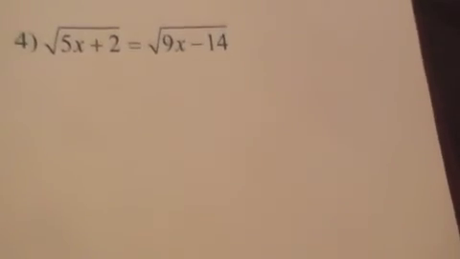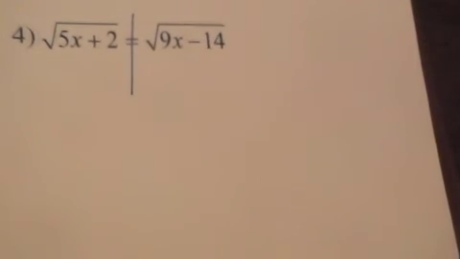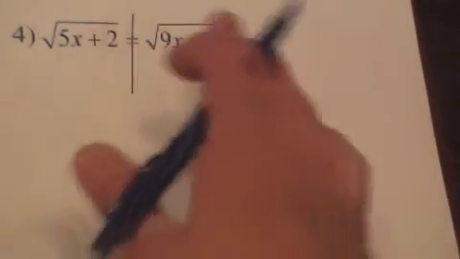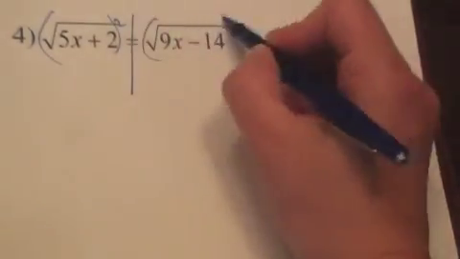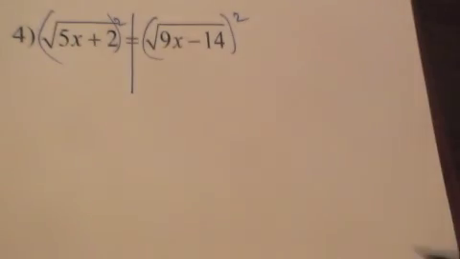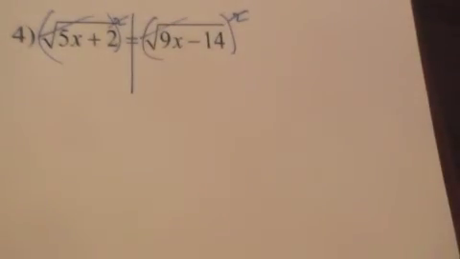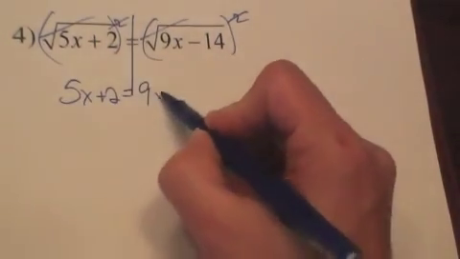Okay, this is a doozy. It looks like a doozy, but it really isn't. It's not bad. So you just have to ask yourself, is the radical isolated? There's 2 of them, but they're isolated. They're all by themselves. So let's just go right ahead and square both sides. When I square both sides, the radical and the squaring cancel themselves out. And we're just left with 5x plus 2 equals 9x minus 14.